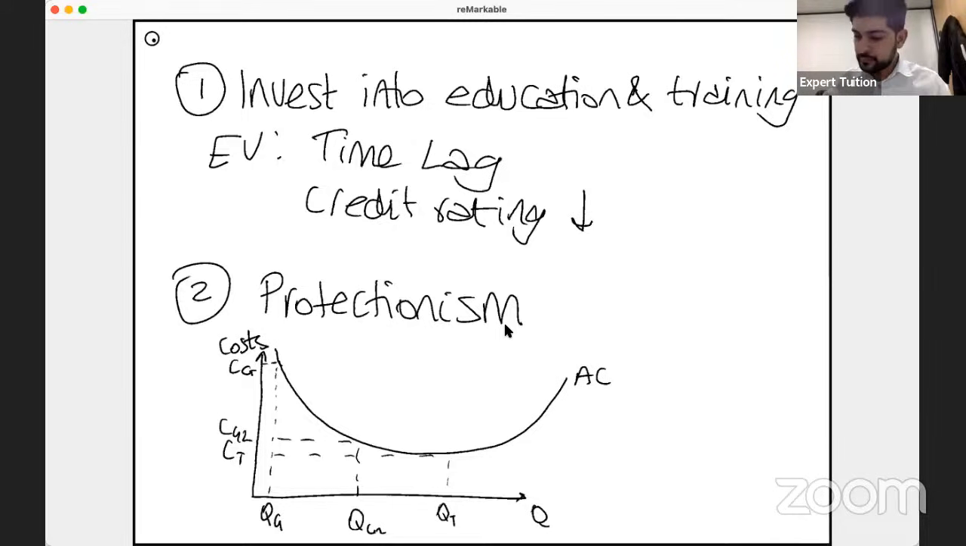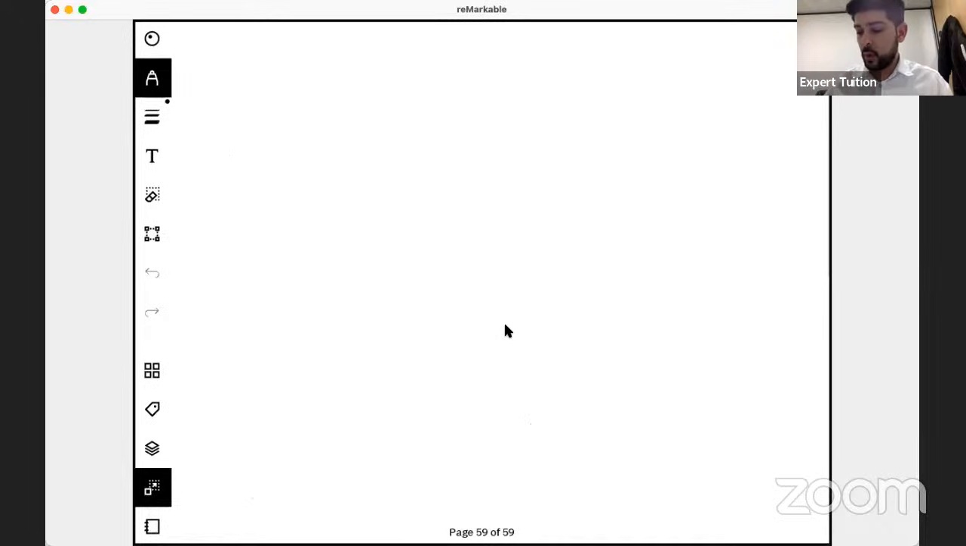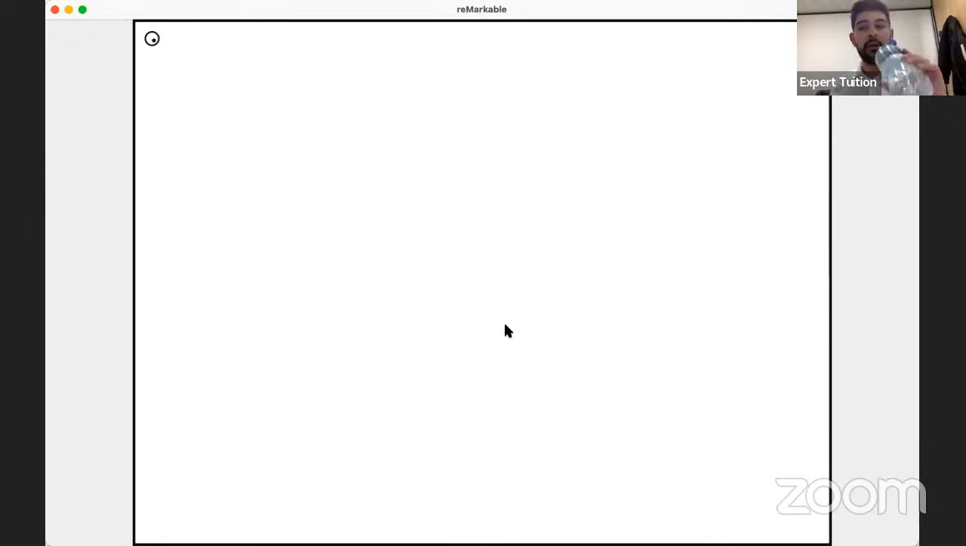Let's evaluate. In my opinion, the best diagram in the whole of theme 4, in fact the whole of economics, both micro and macro, is the tariff diagram. And I want to make sure it makes sense.